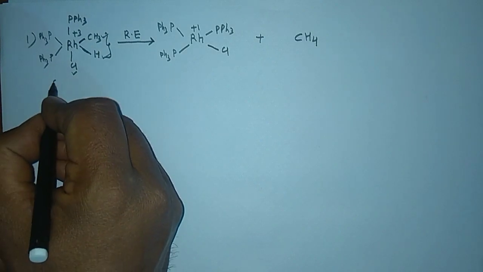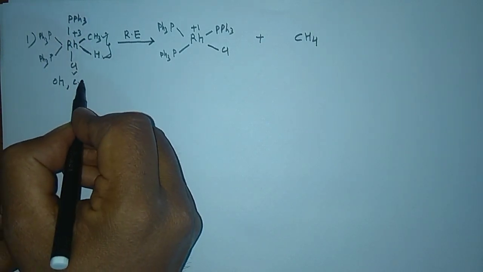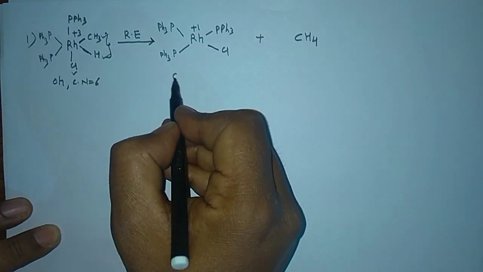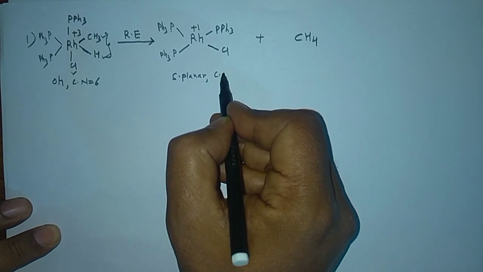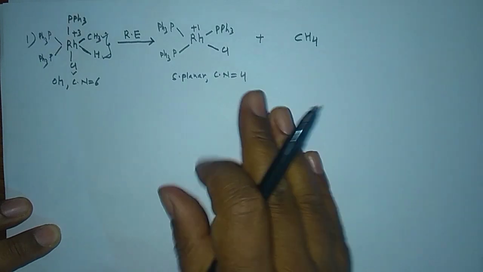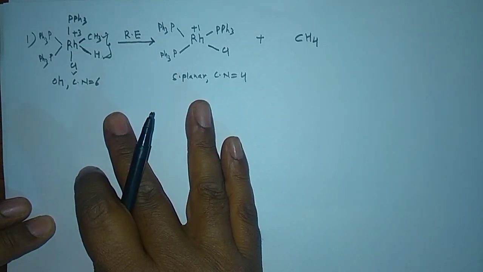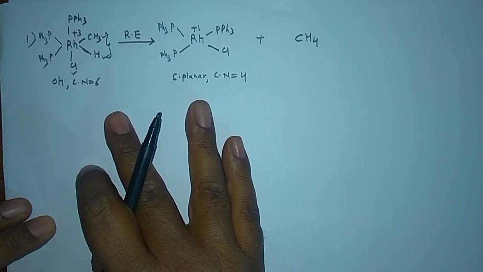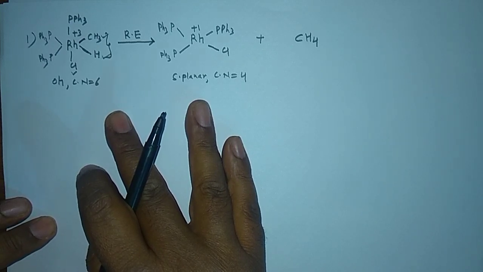First thing, this compound was octahedral, with coordination number 6. But this compound is square planar, and the coordination number in that case is 4. In this example I have already told you how it is happening. For the rest of the examples I will only make the product, and it is your duty to assign the oxidation state, the structure and the electron count.